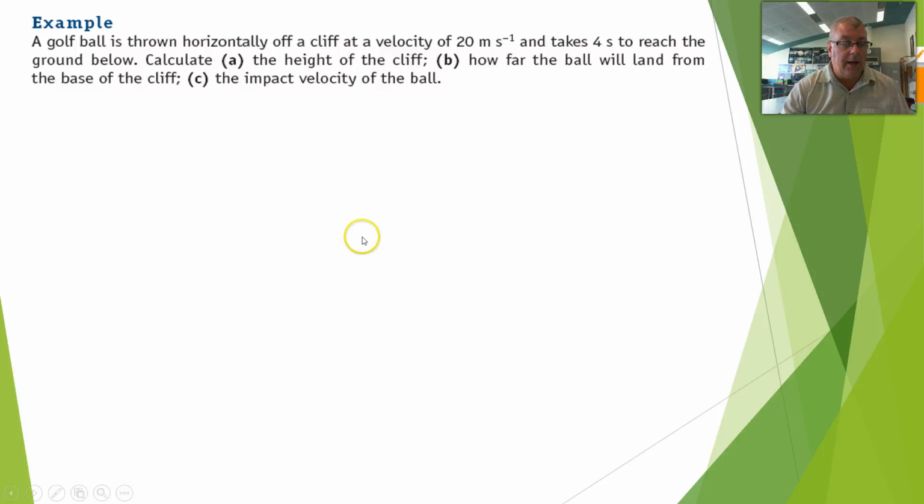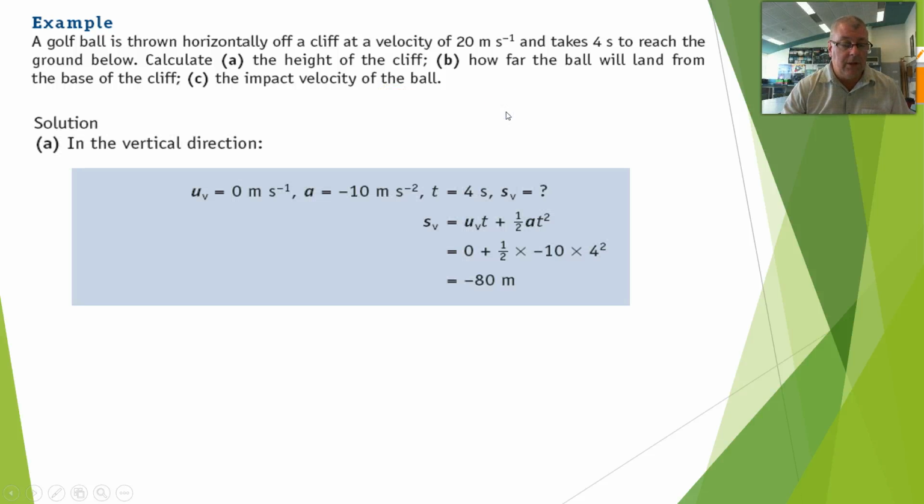Now let's have a look at an example. A golf ball is thrown horizontally off a cliff with a velocity of 20 meters per second. It takes 4 seconds to reach the ground. Calculate the height of the cliff, how far from the base of the cliff it will impact, and the impact velocity. Now, these sorts of questions, they can give you different pieces of information. In this case, we're given time, but sometimes they give you different stuff, but they always give you enough information to answer the question. Remember that. And so sometimes it's hidden. Let's have a look at what we're given.